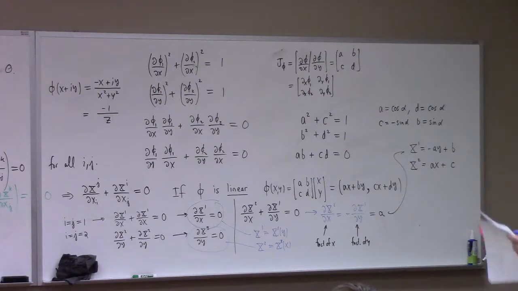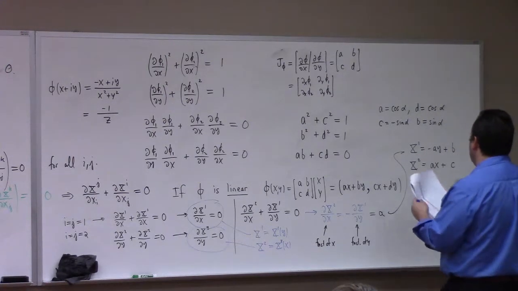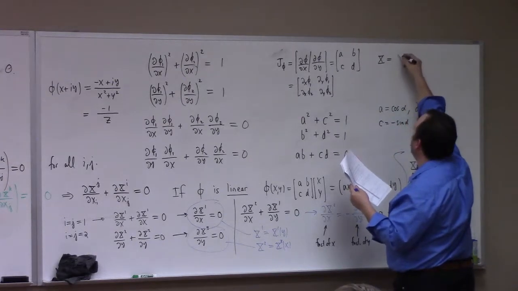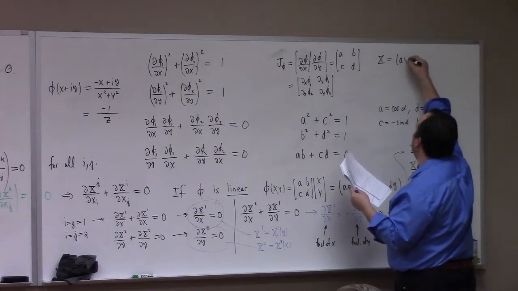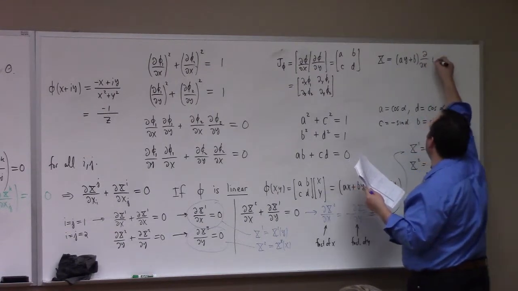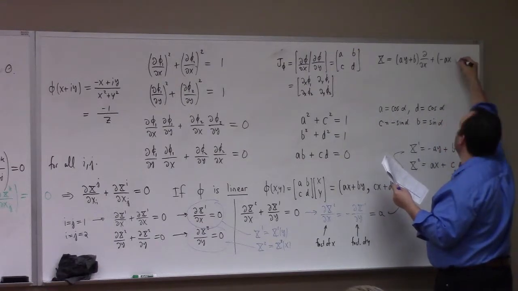And so the Killing fields for the Euclidean metric have the following form: (minus a y plus b) partial x plus (a x plus c) partial y.